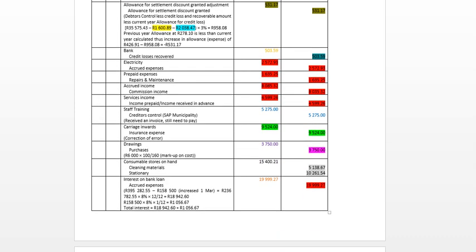So if we record that, then we know that our staff training expense has to increase, so we're going to debit staff training 5,275 Rand, and we're going to credit our creditors control, and that is we owe Accounting Online this money. So our liabilities increase on the credit side.